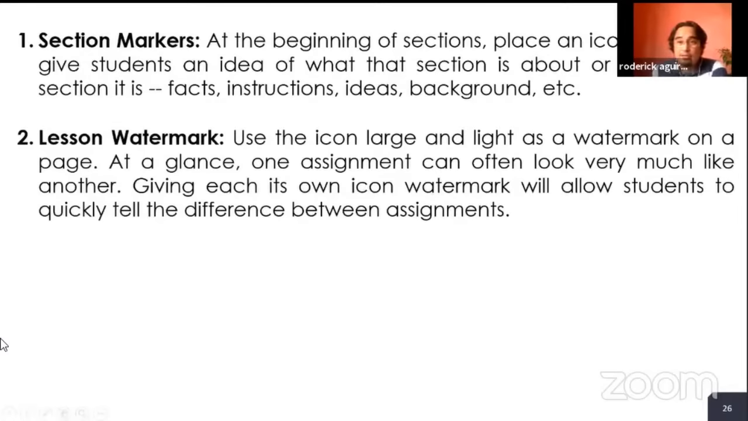Next, lesson watermark. The lesson watermark is to use the icon large and light as a watermark on a page. At a glance, one assignment can often look very much like another, so giving it its own icon watermark allows students to quickly tell the difference between assignments. May mga watermark po nag-iiba-iba. Bakit po maganda po yung lesson watermark?